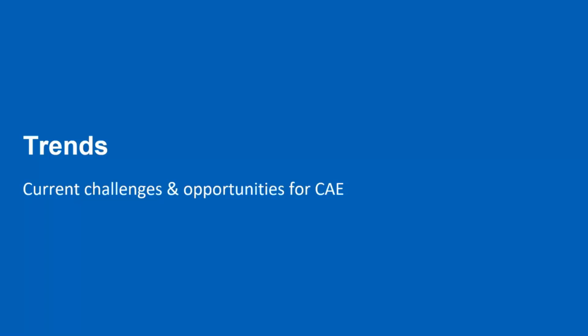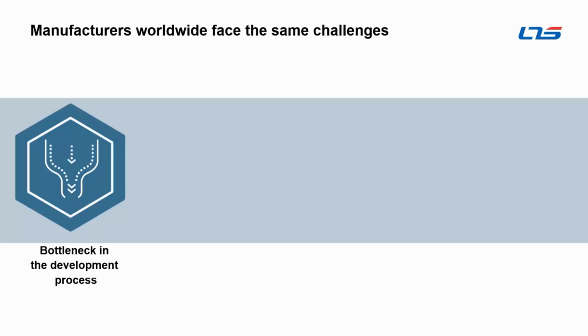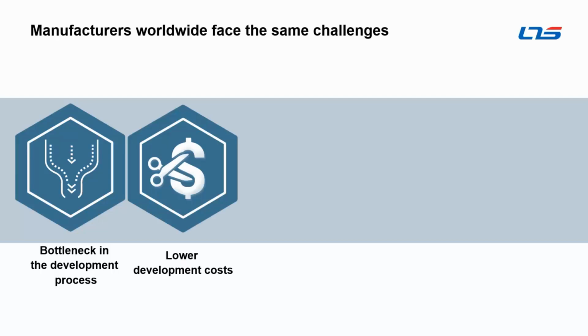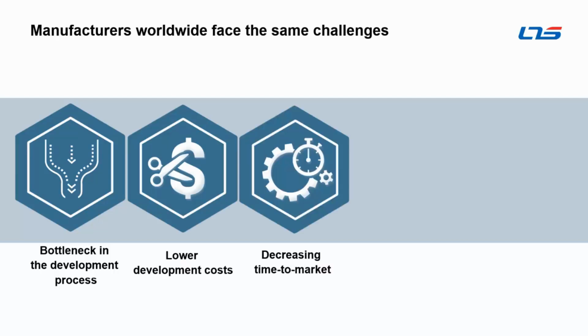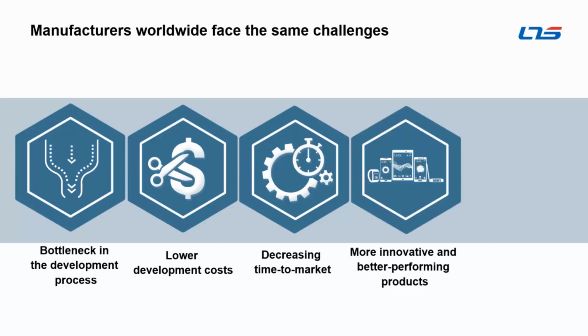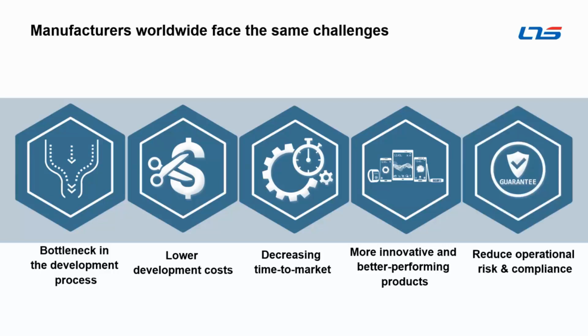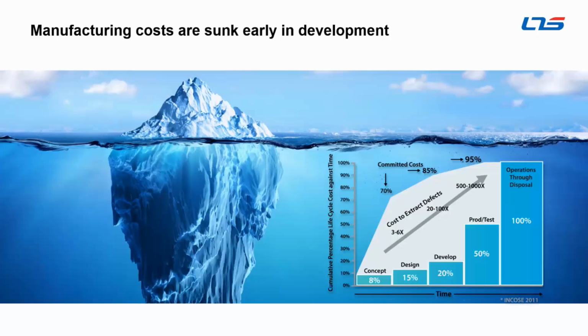So a little bit about the trends impacting what we're talking about here today. The current challenges and opportunities for CAE. To start off, manufacturers across the world are facing many of the same challenges. So CAE for many is a bottleneck in their product development process. They need to really drive down their product development costs. They need to decrease their time to market, which is more and more important in a world of very long lead times. They need to be more innovative, and they have to have better performing products out there. And they need to reduce their operational risk and compliance. And all of these things can be satisfied by better use of simulation.